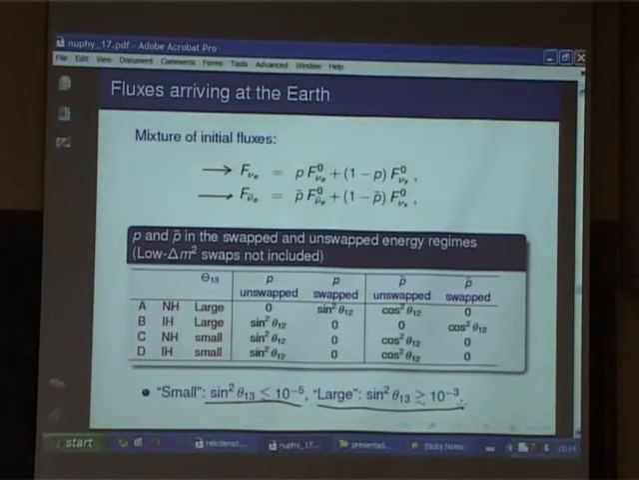So without going into details, the idea is that depending on what the hierarchy is, depending on what theta 13 is, you are able to see different signals in the final neutrino spectra. And your aim is to look at the final spectra and figure out something about neutrinos, or you can figure out something about the star.